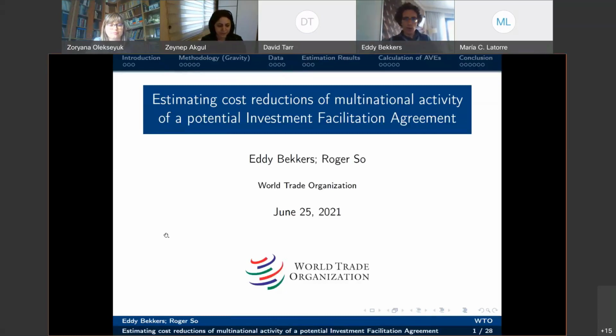Okay, so the work that I present is joint work with Roger, who has been presenting before, and actually earlier on we've been working on this as well. This builds on all three previous presentations, because what we're going to do is combine the affiliate sales data on the one hand with the investment facilitation indicator on the other hand, to try to come up with ad valorem equivalents of changes in investment facilitation.